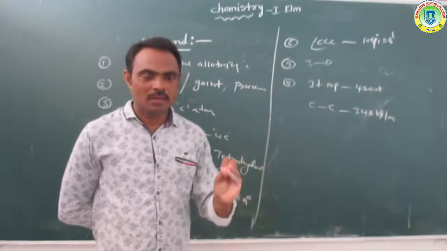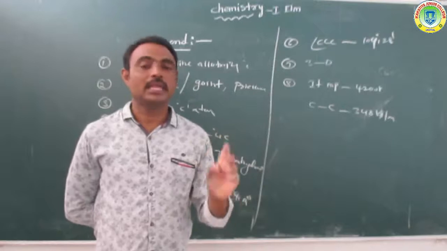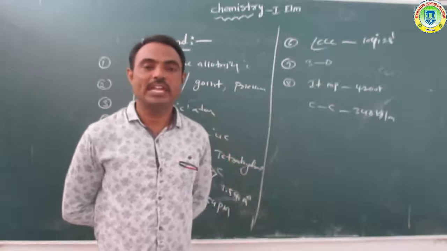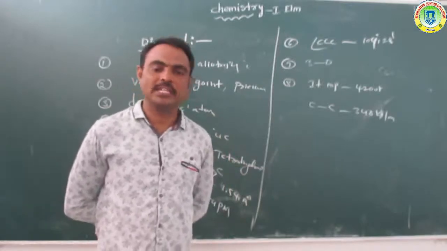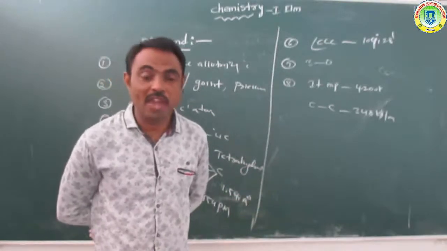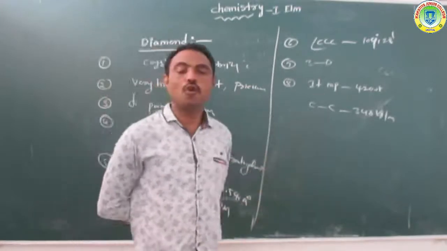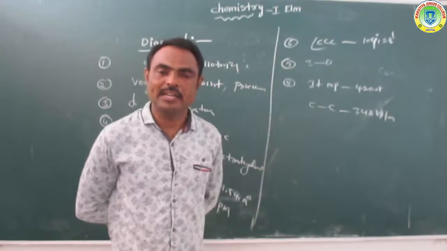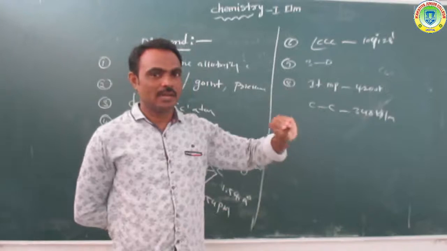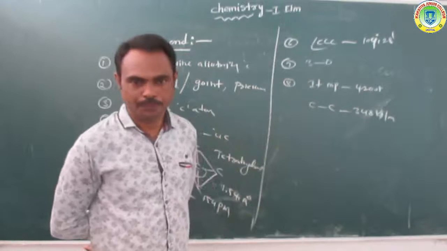Because in a diamond, between carbon and carbon, the bond energy is very high. That is 348 kilojoule per mole energy. It is very difficult to break the bond. At that time, we require more energy. We have used 4200 Kelvin temperature. So overall, due to this reason, diamond has a very high melting point.